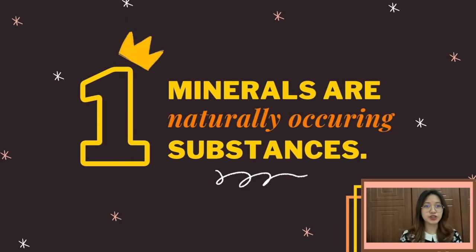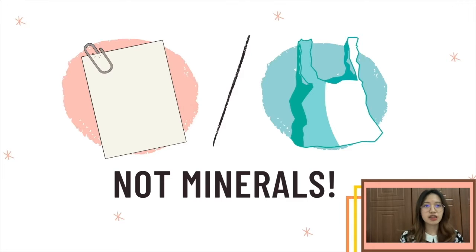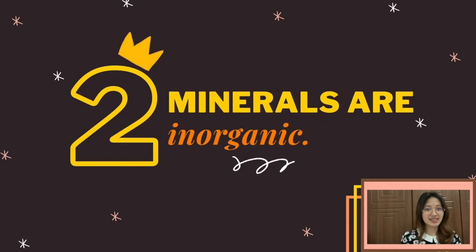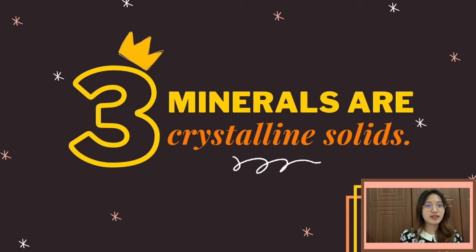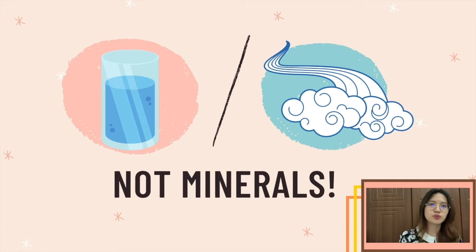a mineral a mineral. First, as I've mentioned, minerals are naturally occurring substances, so this means that they must not be man-made. For example, paper and plastic are man-made, thus they aren't minerals. Second, they are inorganic, and this means they must neither be living nor made from living things. Third, they are crystalline solids. I shall emphasize again that they must be solid under natural conditions. That said, liquids like water or gases like air are not minerals.